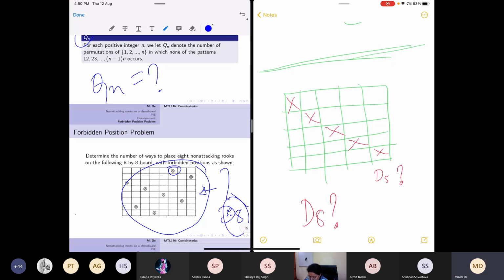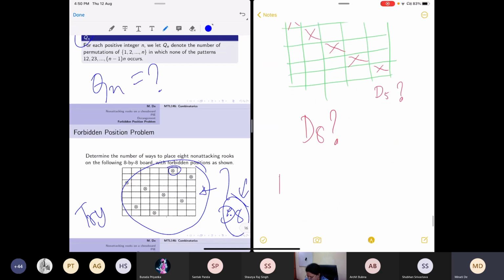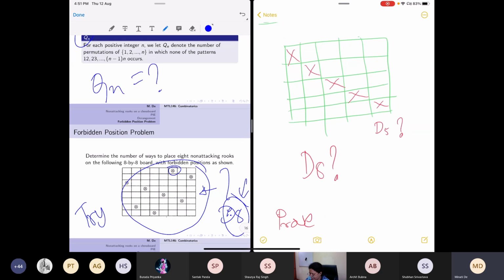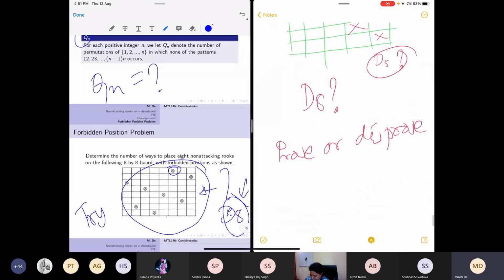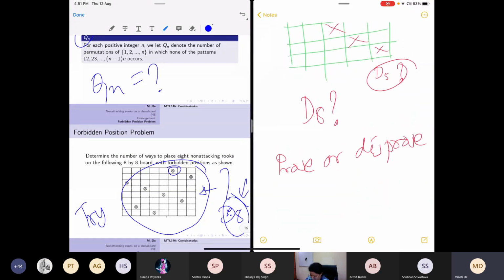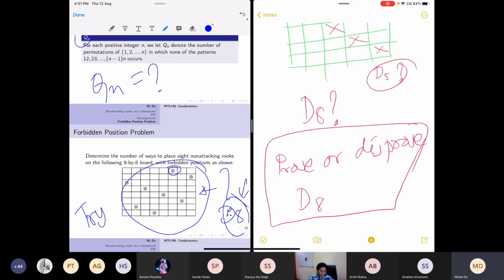Try to prove this. Maybe this is the homework for you. Try to prove or disprove whether this is D8 or not. This is a puzzle for you. So you can see they are actually in that position. That's why you told that this is D5. Prove or disprove that the number of non-attacking arrangements in this board is D8.